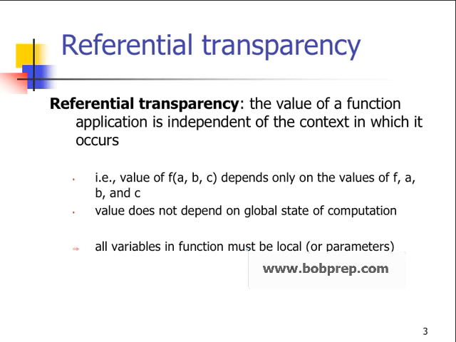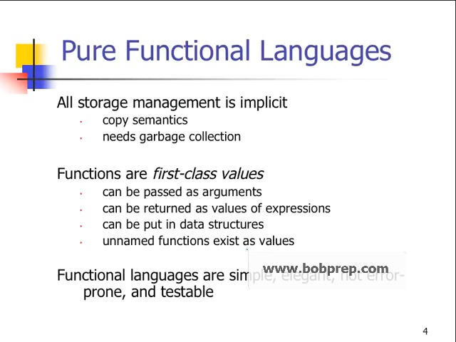And there's nothing that depends on the global state. Everything is separated out in terms of its functionality and in terms of its scope, if you want to think of it that way. Also, another characteristic of pure functional language is that all storage is implicit, so there's no copy semantics, which needs garbage collection. And we're going to see how that works actually with Scheme.